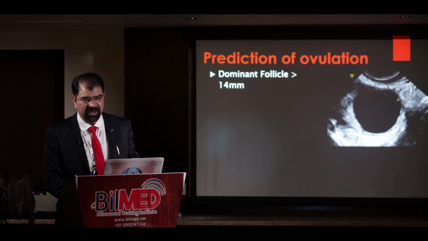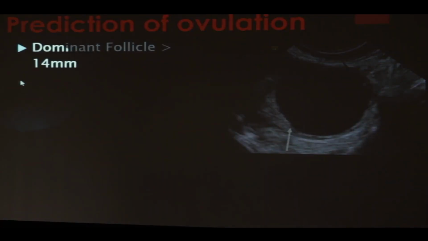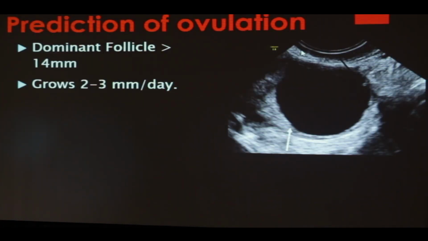The dominant follicle will be any follicle which has crossed 14 millimeters. Now this is not a matured follicle, this is the dominant follicle. So the dominant follicle is mostly more than 14 millimeters. Now I will keep an eye on this dominant follicle for its growth. First of all, how much is it growing? On an average, it is growing by 2 millimeters per day.